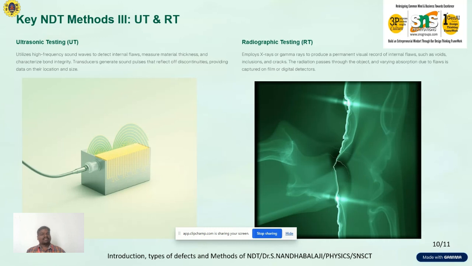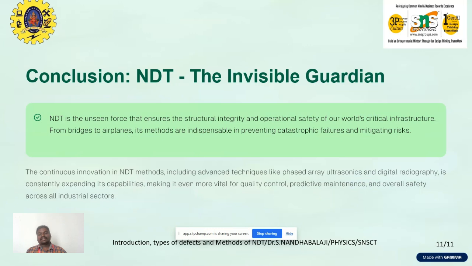Conclusion. NDT, the invisible guardians. NDT is the unseen force that ensures the structural integrity and operational safety of our world's critical infrastructure from bridges to aeroplanes. Its methods are indispensable in preventing catastrophic failure and mitigating risk.